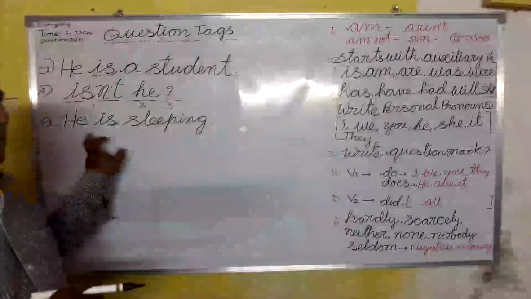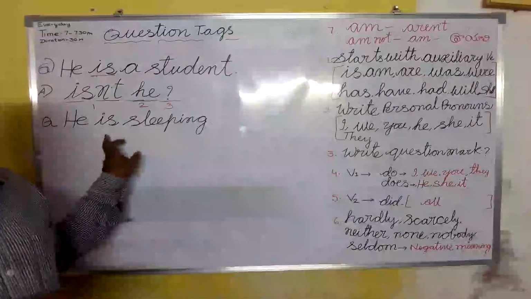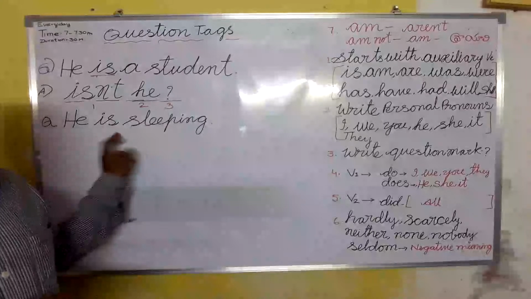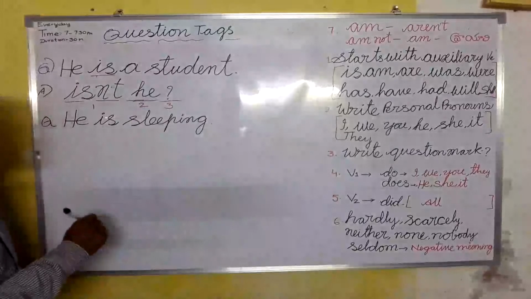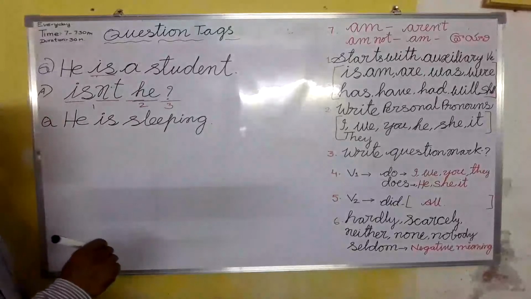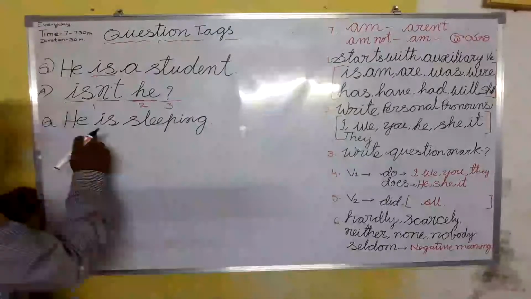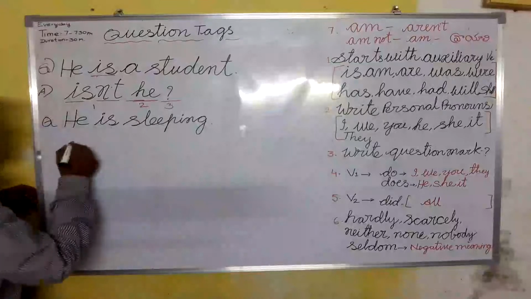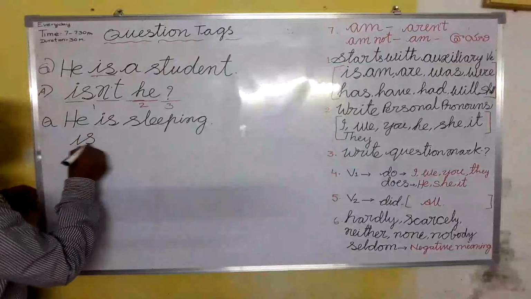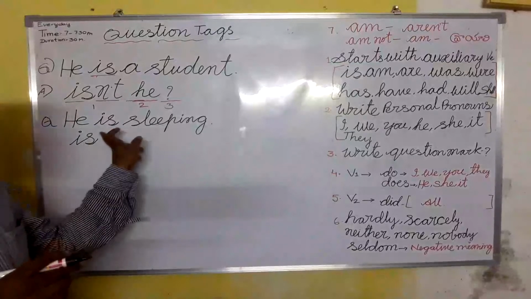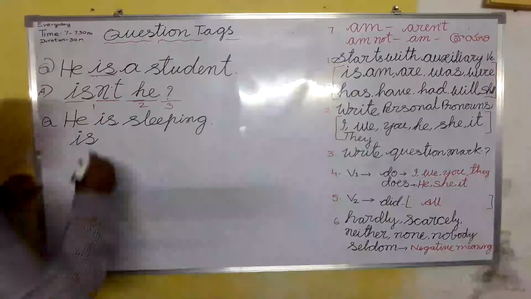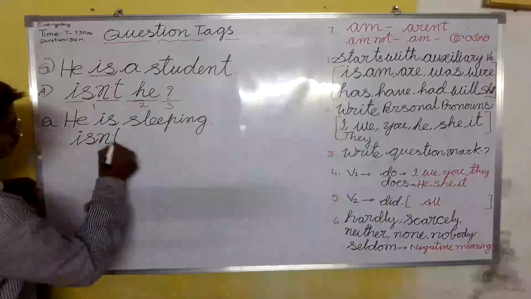Now, what is the answer for this sentence? What is the question tag for this sentence? First one, the answer starts with an auxiliary verb, and it is positive or negative. What auxiliary verb here? Is. So is it positive or negative? It is positive, so it should be negative. Isn't.